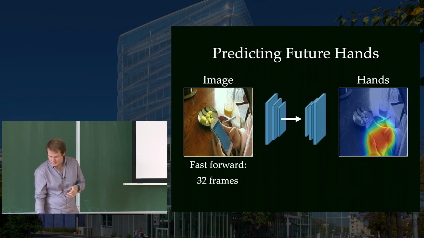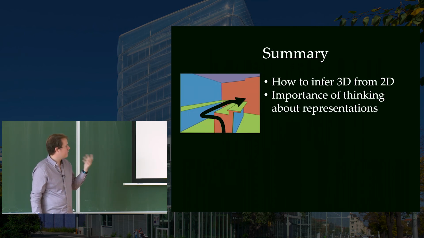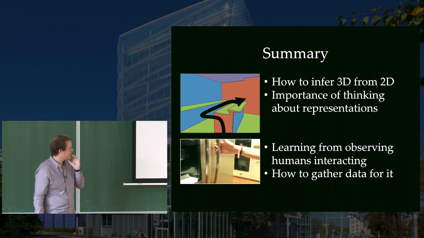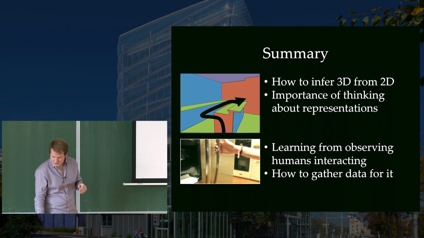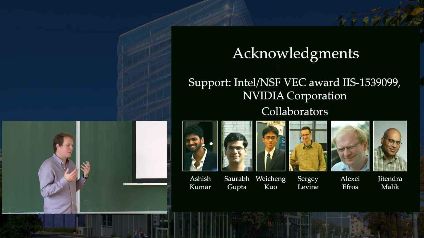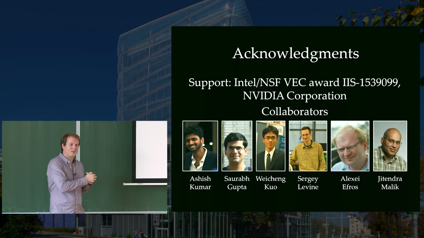And to summarize, what I've talked about is how to infer 3D from 2D. Oh, whoops, sorry, this old slide. I've talked about navigation and how to move out in the world. And I've talked about how you learn from humans interacting with the world a little bit, but really mainly about how you get data for it, because that actually turns out to be the big challenge. And so with that, I'd like to acknowledge my sponsors, and of course, all the collaborators who helped in this work. So thanks.